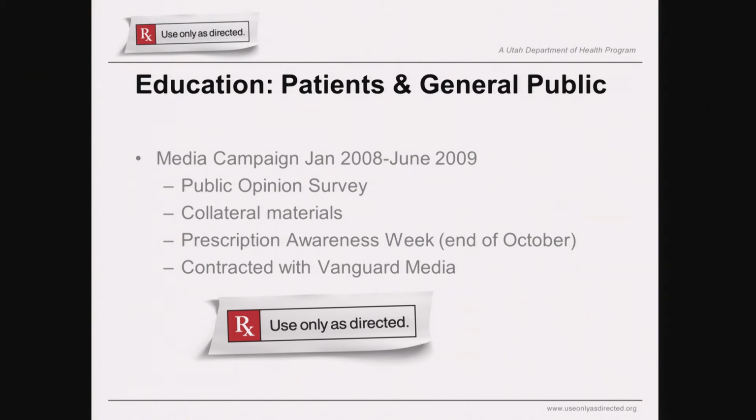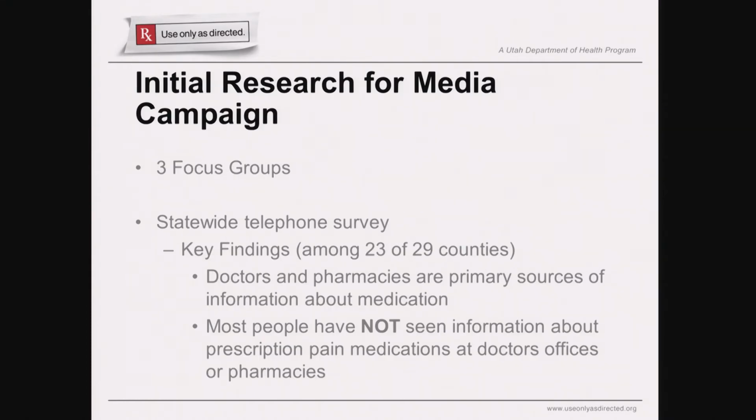So we embarked on an education campaign to get the general public more aware of the potential dangers of prescription pain medication and to raise the profile of this problem among the general public. We included public opinion surveys before and after our media campaign so that we could try to measure its impact. We conducted 3 focus groups and a statewide telephone survey and determined that doctors' offices and pharmacies were the primary sources of information about medications for most people, but that most people had not seen information about prescription pain medication in these locations.